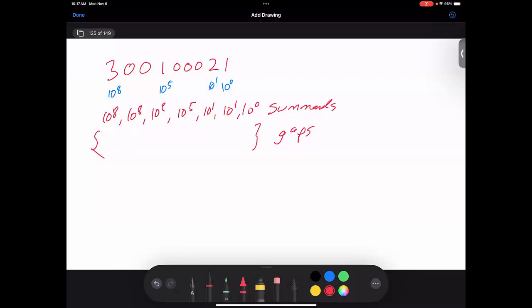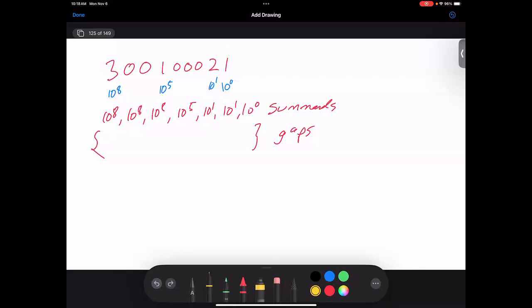When I start with the smallest, I start with 10 to the 0, which is 1. Do I have multiple copies of 1? No. So I'm not going to have any gaps of length 0, because I don't have multiple copies of 1. The first gap is when I go from 10 to the 0 to 10 to the 1. That's going to give me a gap of length 1.